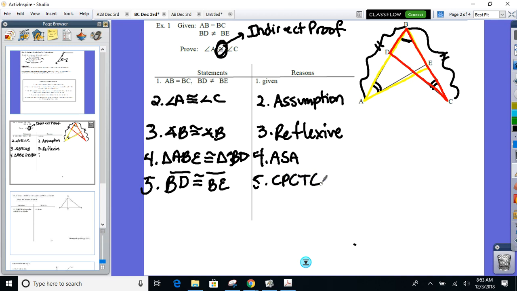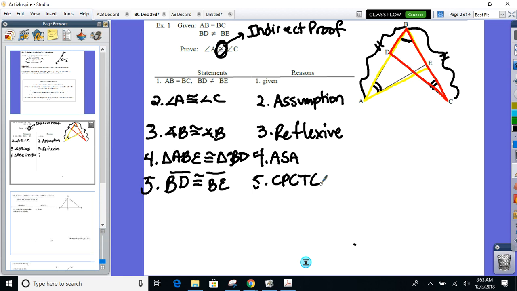I got a huge problem with this proof right now. Big time problem. I don't know if anybody sees it. How can BD be congruent to BE, yet in the givens it's not? That's a problem, isn't it? That's a contradiction, isn't it? So watch, ready? I'm going to try to put this all together. I'm going to go slow a couple times.